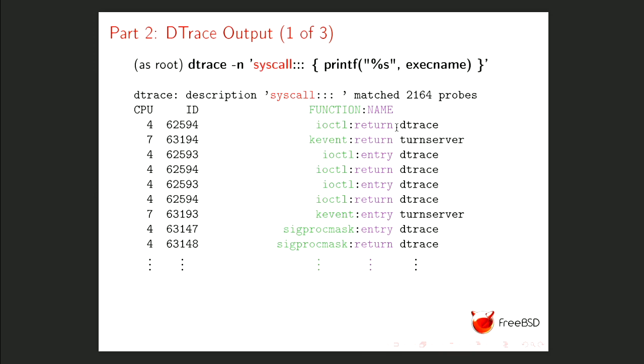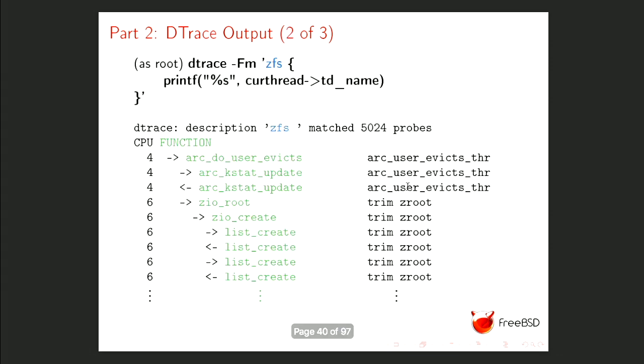And so here, let's use an action. When I hit any syscall, entry or return, print the executable name. Again, just a reminder, they're not really colored purple and green on your terminal. It's just for you. This is all black text. But here we get dtrace, turnserver, which is coturn, stuff like that. So we're getting closer to something that's usable.